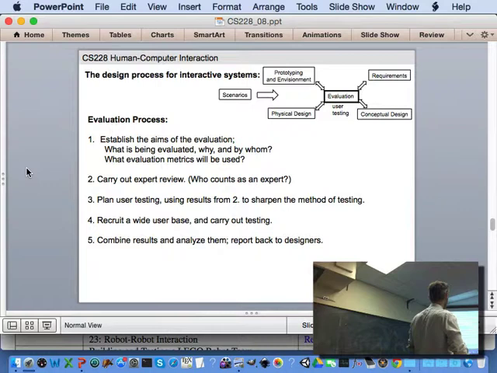Once you have the users actually coming in, recruit as wide a base as possible, do your testing, combine all the results from your users so you get a global picture, right? Did it work well for everyone? Did it work well for these people but not these people? What is different between these people and these people? And report that back to the designers, right?